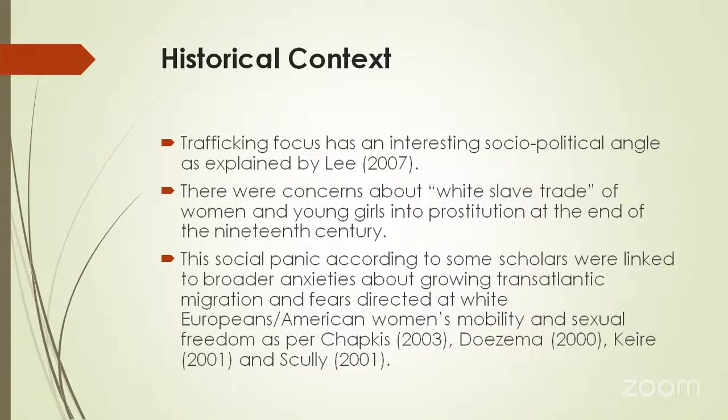So there were concerns of white slave trade of women and young girls into prostitution at the end of the 19th century. Broader anxieties about growing transatlantic migration, fears directed at Europe. And one of the perspectives was that this was to curtail the sexual freedom and mobility of the white woman. Remember, the white woman did not get rights equal to white men the way Indian women got rights equal to Indian men. So that's the historical context.